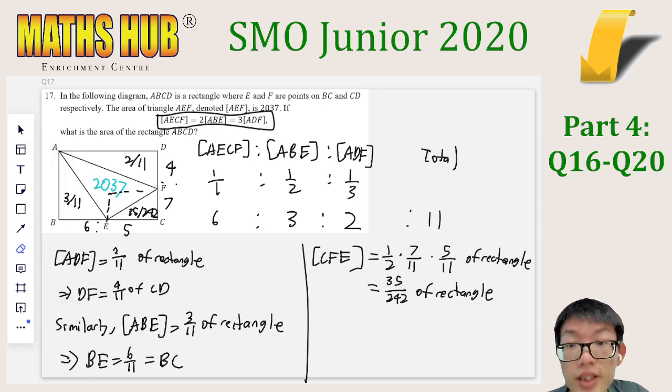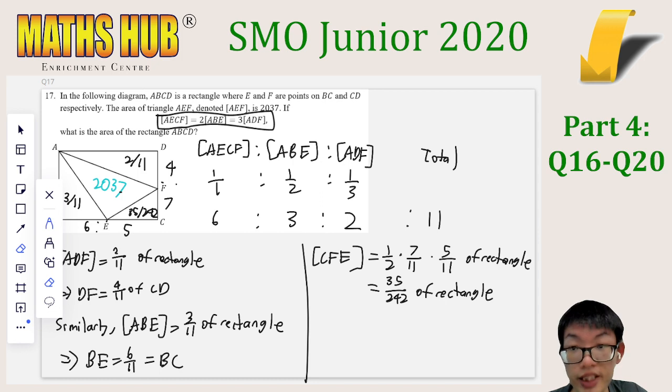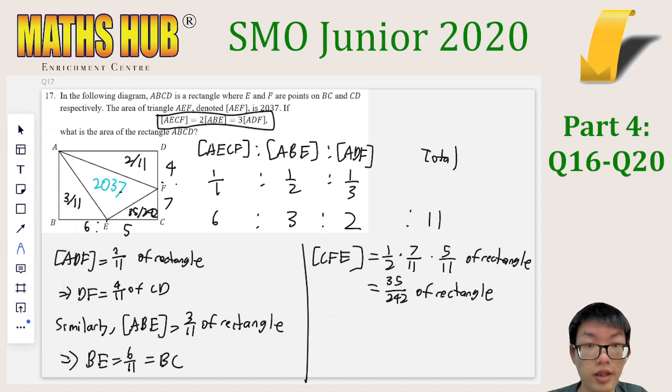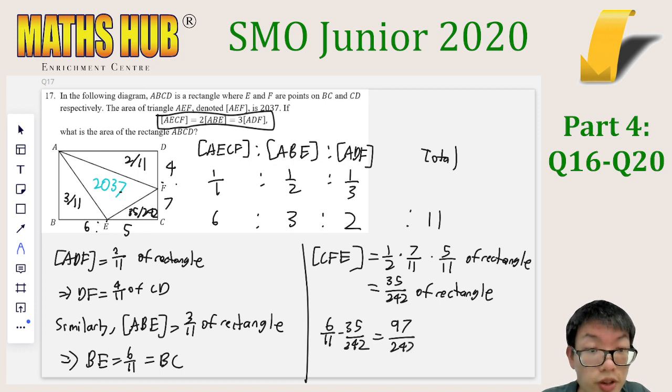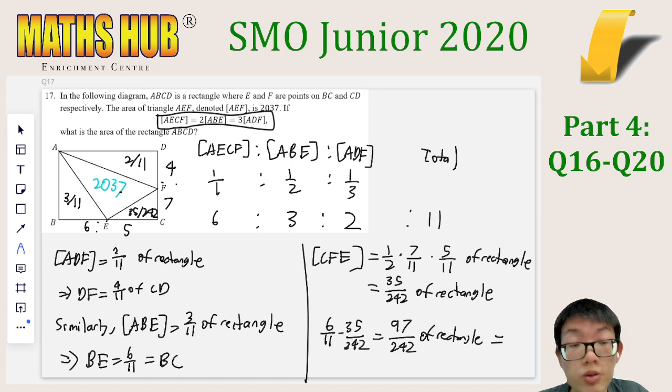With this information, it is pretty easy to get the remaining area in terms of a fraction of rectangle ABCD. Because AECF is 6 over 11, so 6 over 11 minus 35 over 242, which is a little bit annoying, but it is equal to 97 over 242 of the rectangle. This is equal to 2037.